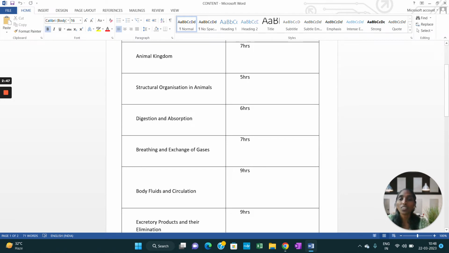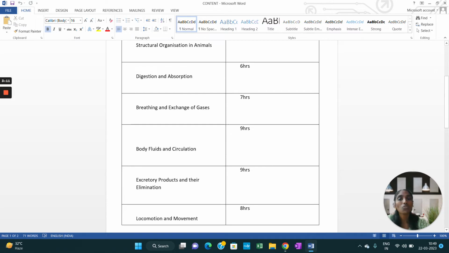Next, move on to breathing and exchange of gases. This topic carries 7 hours. In breathing and exchange of gases, we are going to discuss the general structure of the lung and the processes called inspiration and expiration, and the alveoli, which exchange the gases between the atmosphere and the internal body system. All these things we are going to discuss in this topic.